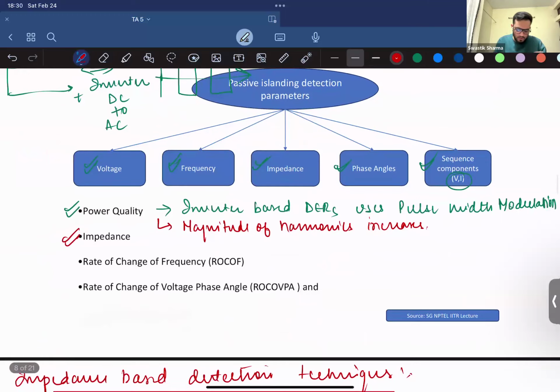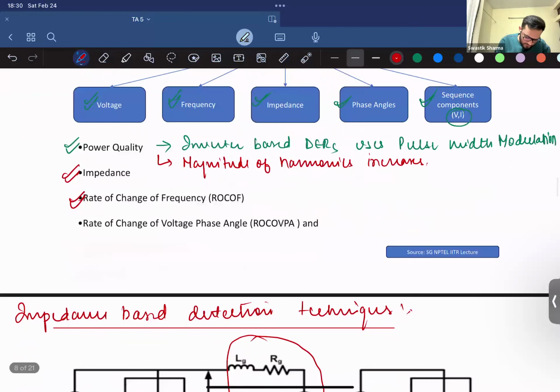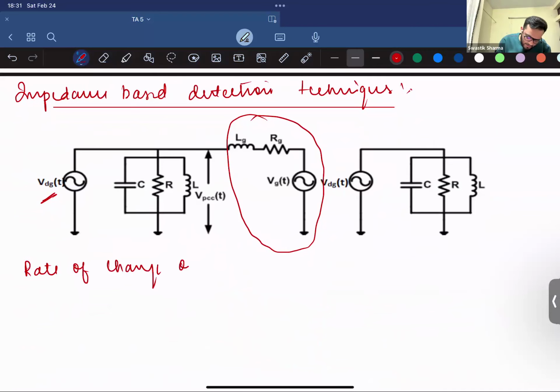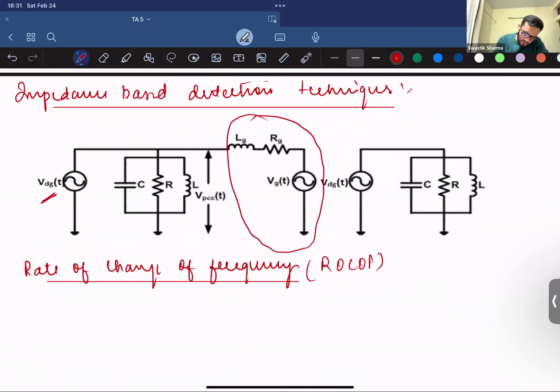Then we have rate of change of frequency, also called ROCOF. In rate of change of frequency, you monitor how your frequency is changing, right? So I already told you that there is a mismatch, right? Due to a mismatch, your frequency will change. And if you monitor ROCOF, this is an index given by delta F by delta T. So you can use those frequency monitoring techniques I told you about in the last class.